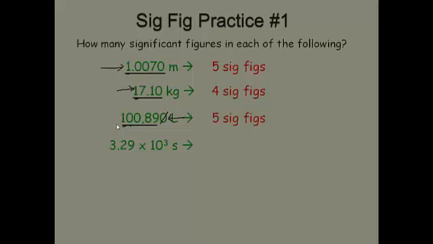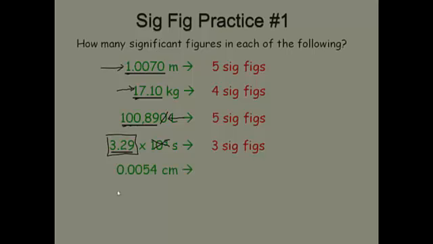Alright? This one is scientific notation. Looks a little tricky. It's really easy. In scientific notation, you just look at the base number. You completely ignore the exponent. So in this number, all 3 digits are non-zeros, so there are 3 sig figs. Easy stuff.